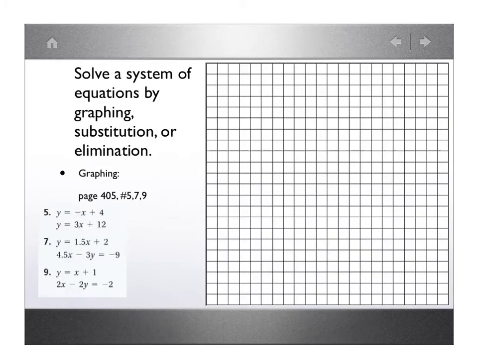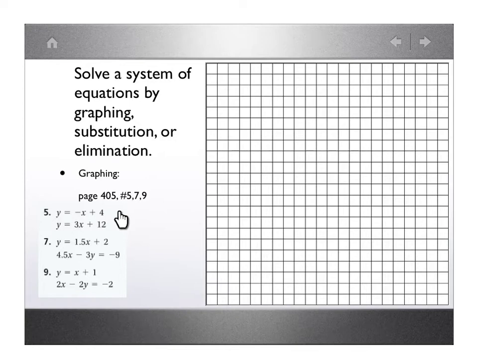Okay, so page 405, problems 5, 7, and 9. That's what I want you to go ahead and try. So go ahead and pause your video. Try these 3 problems. You are graphing. Remember that you do not have to have a piece of graph paper to graph, but please graph each of those 3. If you graph it on a graphing calculator, sketch the graph onto your homework paper or onto your iPad, however you're doing your homework.